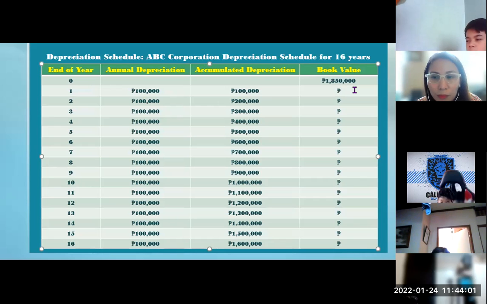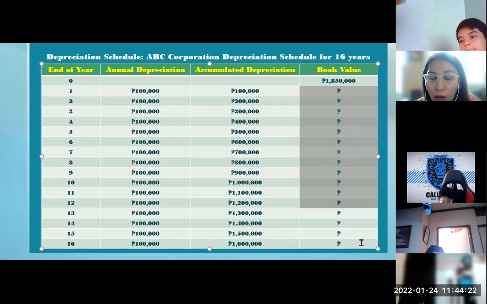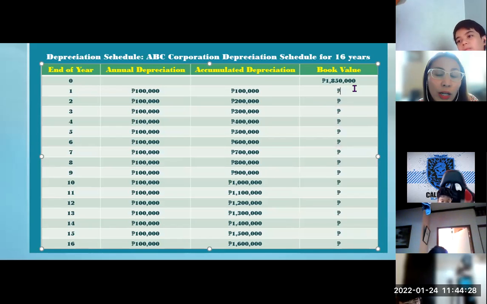The total cost po minus the accumulated depreciation po. Okay, correct. Tapos, depending dun sa year na hinihingi, right? It's either times 2, times 8. Dito sa problem natin, times 8. Okay? But we need to complete this whole column ng book value. Okay? So, Carlo, continue.